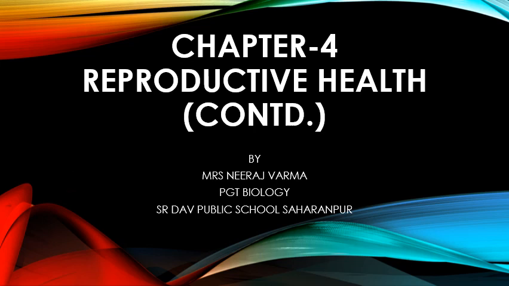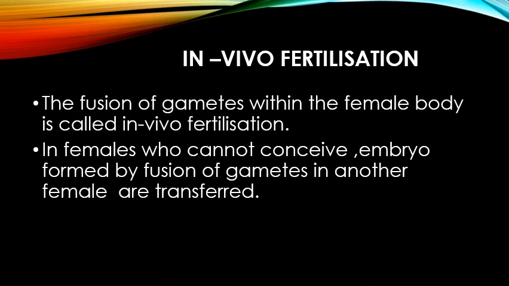Today we are continuing with our ART, that is assisted reproductive techniques. Yesterday we discussed in vitro fertilization, which means the fusion of gametes outside the female body with simulated conditions. Today we will discuss in vivo fertilization, that is the fusion of gametes within the female body, same as the natural fertilization. But in ART, it is being used in females who cannot conceive: the embryo is formed by fusion of gametes in another female and then transferred.